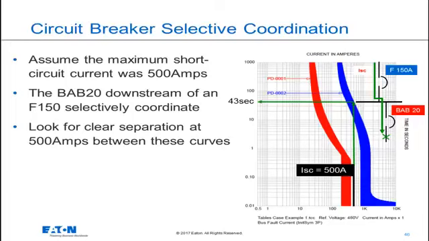Using this example of a BAB20 downstream of an F-frame 150 amp thermomagnetic circuit breaker, let's review how these two devices respond when the short circuit current flowing through these two devices is 500 amps. 500 amps is into the instantaneous region of the BAB20, and so that device will trip instantaneously. It will take the F150 a maximum of 43 seconds to clear this fault. Selective coordination at 500 amps is achieved for this pair of devices based upon the time current characteristic curves.